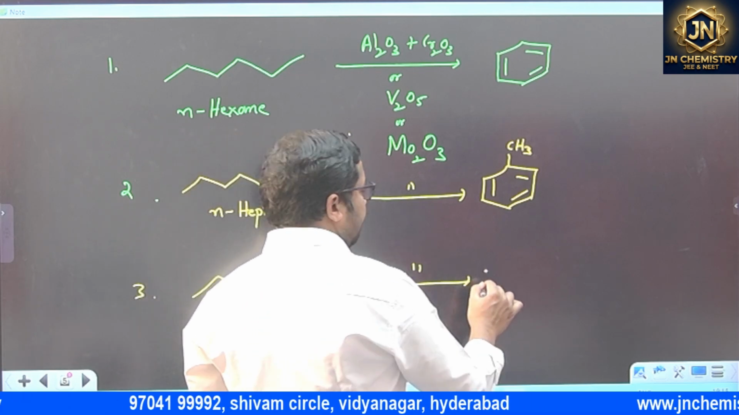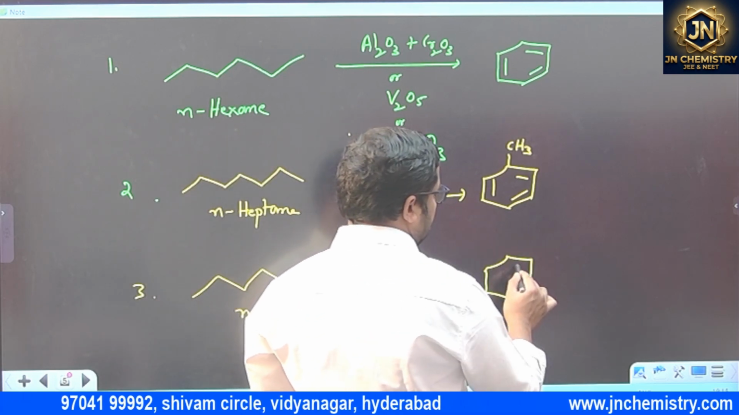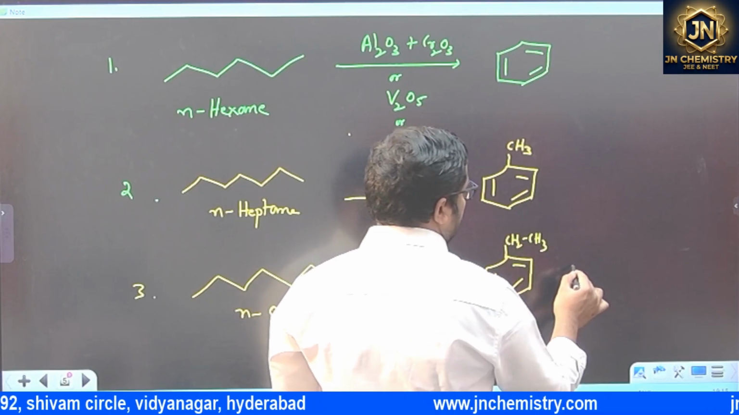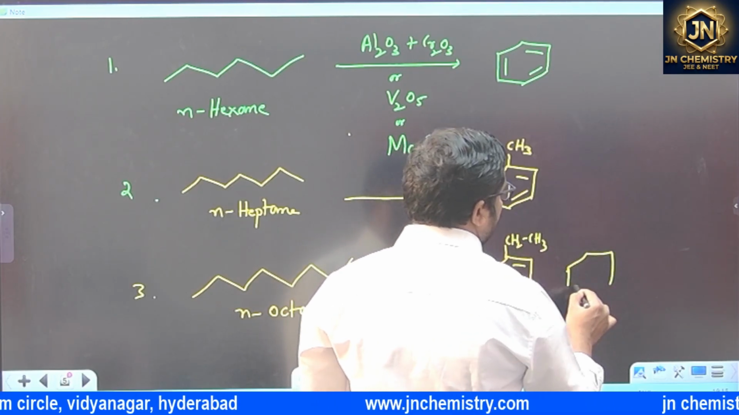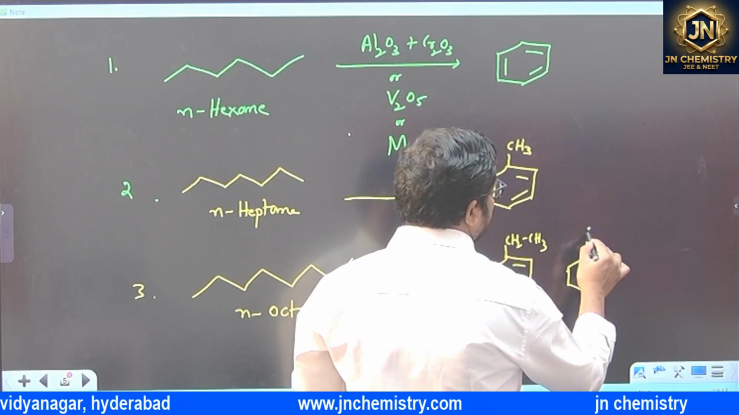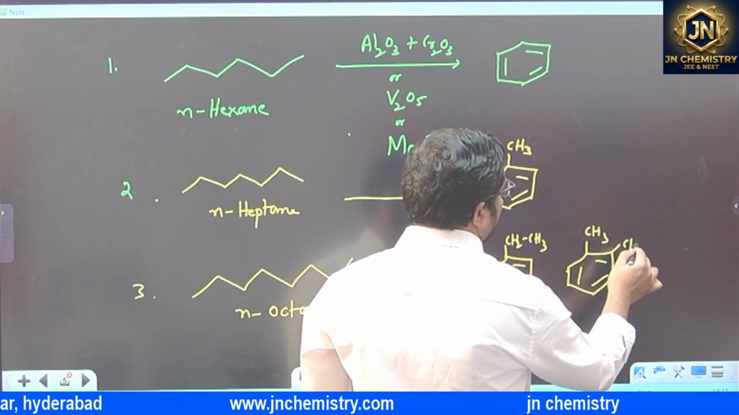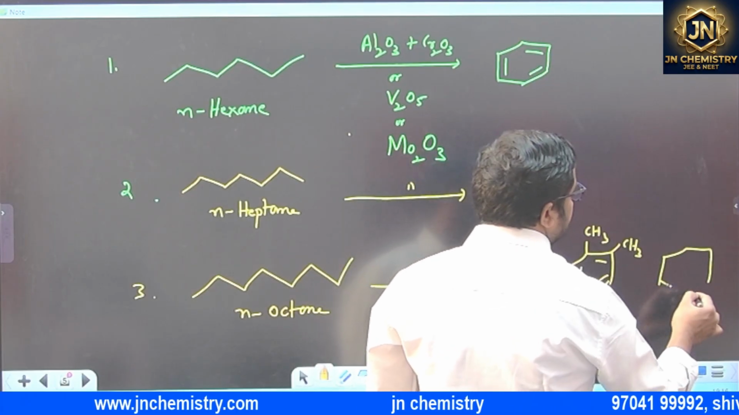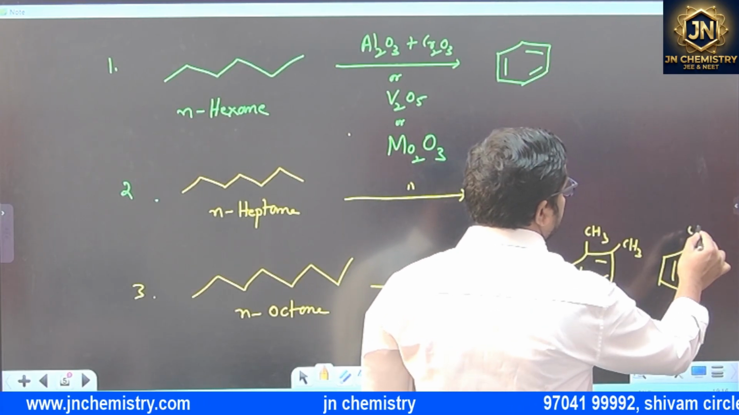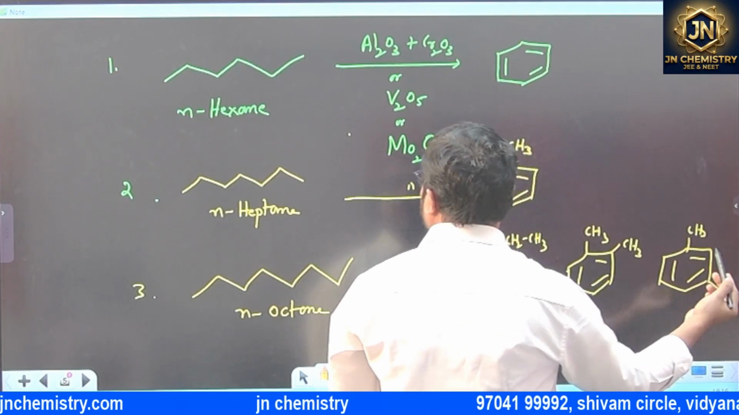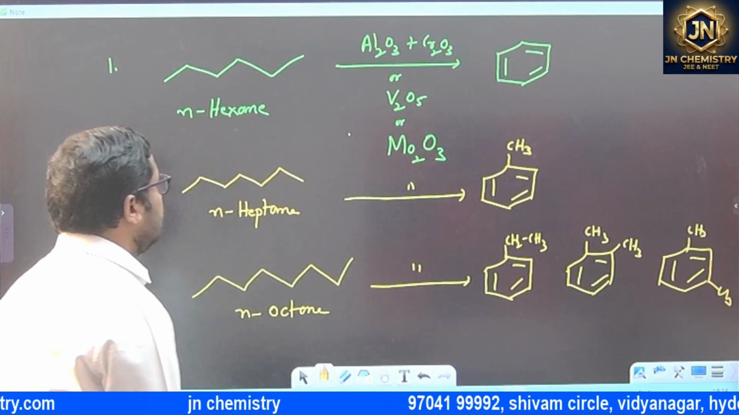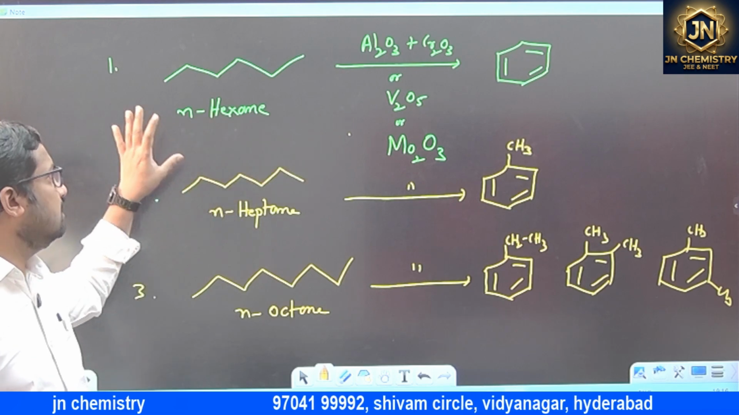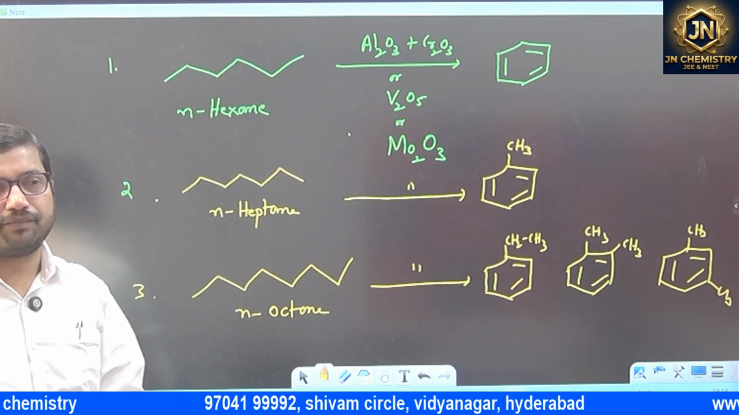Either we can get ethyl benzene, or orthodimethyl benzene, orthoxylene we could say, metaxylene, paraxylene, anything is possible. These are the preparations of the benzene ring from alkanes. Particularly in the benzene case, we'll use n-hexane.